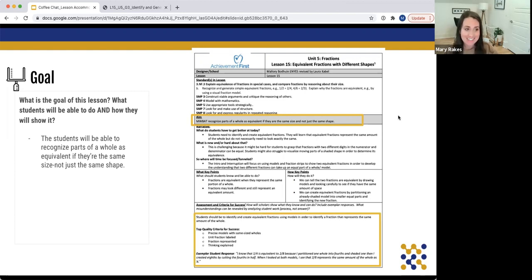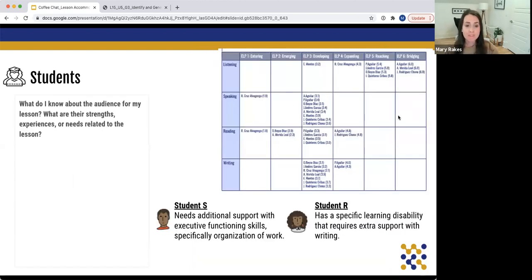Then our next thing that we're going to think about, how are they going to show it? And I'm going to find that down here. So basically, they're going to show what they know by drawing and writing about equivalent fractions. The next thing I'm going to think about are my students. So what do I know about the audience for my lesson? What are their strengths and their experiences?